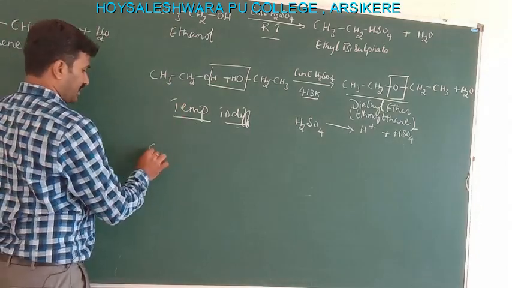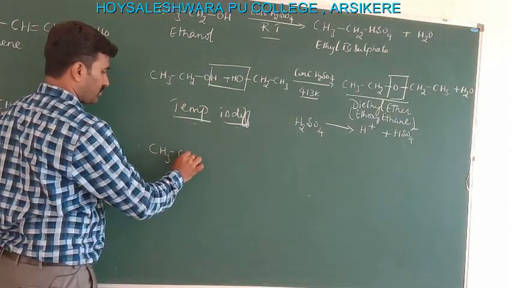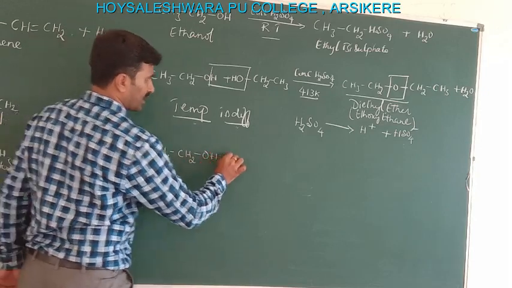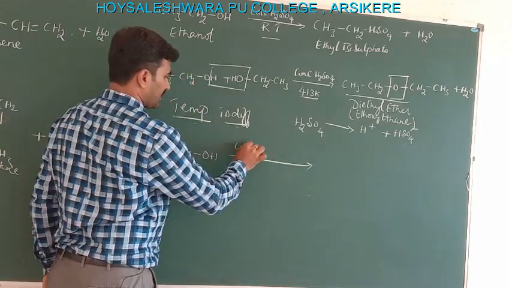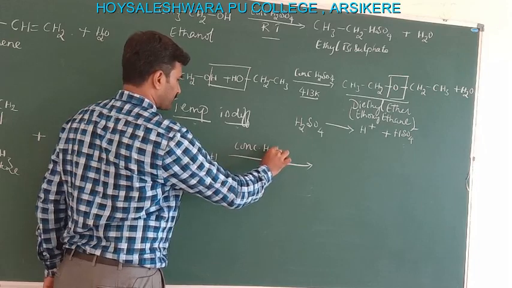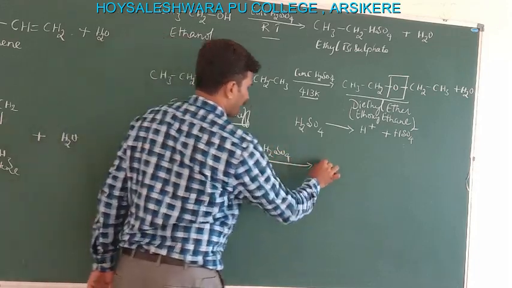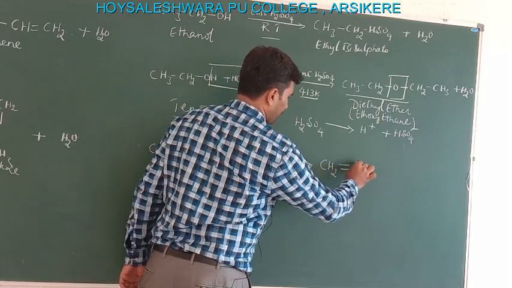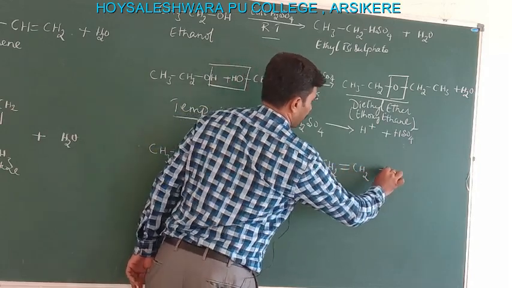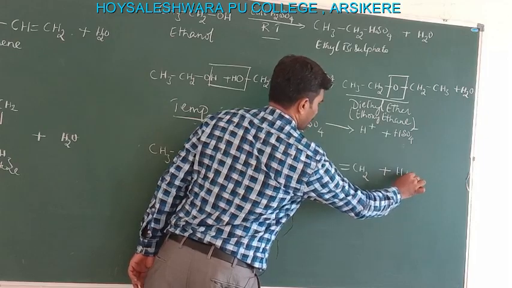Another, yesterday what we studied, see here, CH3CH2OH, the reaction condition is concentrated sulfuric acid at 443 Kelvin, forms ethene, CH2=CH2 plus H2O.